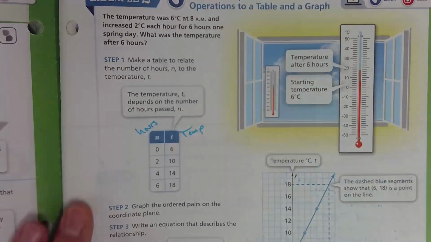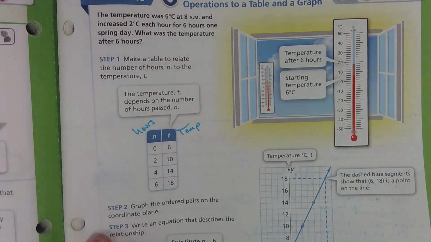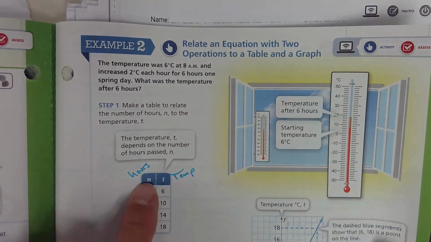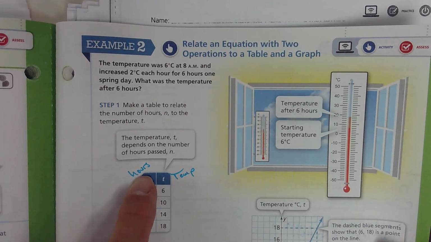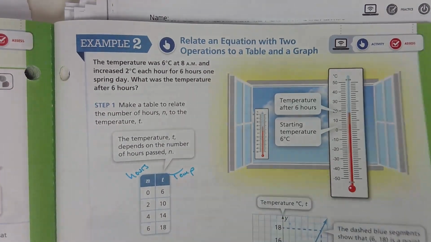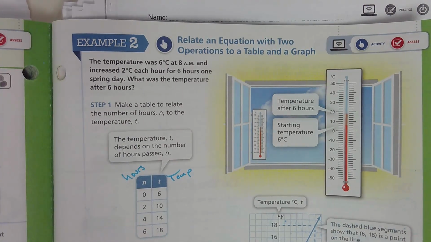Example 2 is relate an equation with 2 operations to a table and a graph. So right next to the N here, put hours, and next to the T, put temperature. That'll make it a little bit less confusing. And I'll let you look at that example on your own.